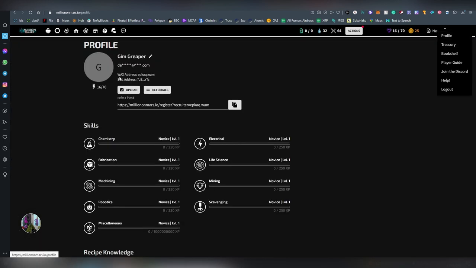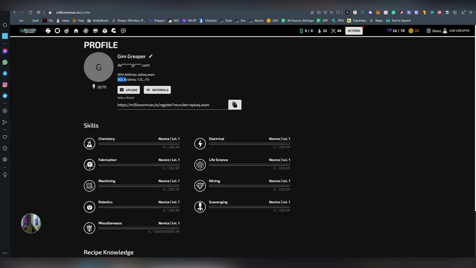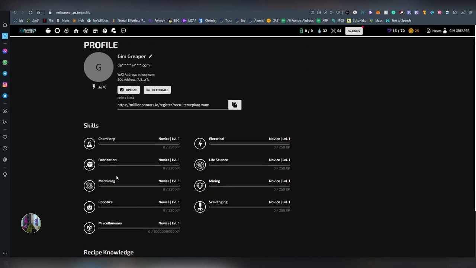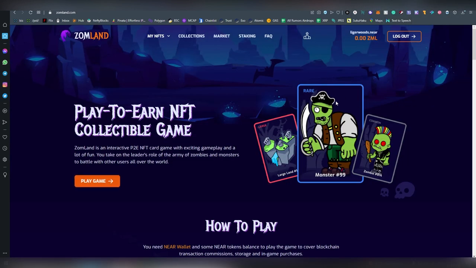There is a referral program, and you can also link both your Solana address and your Wax address to the actual account. So this is also kind of interesting to see. Solana could be majorly boosting the playership on this game. But let's move into our last game, which also is very new, called Zomland.